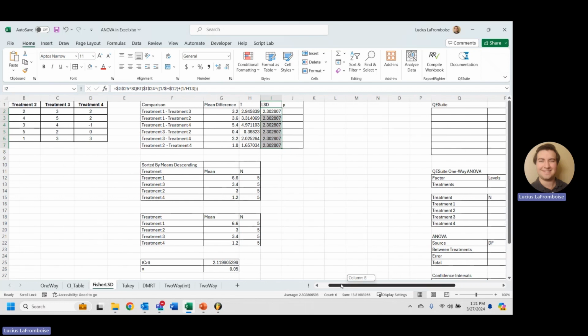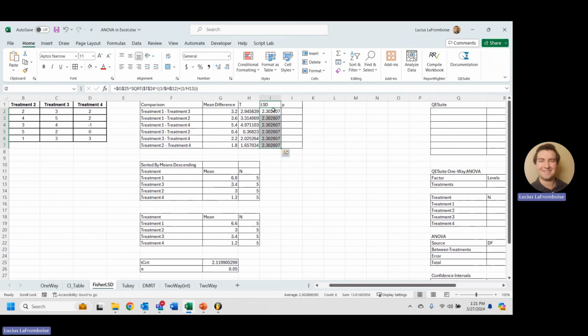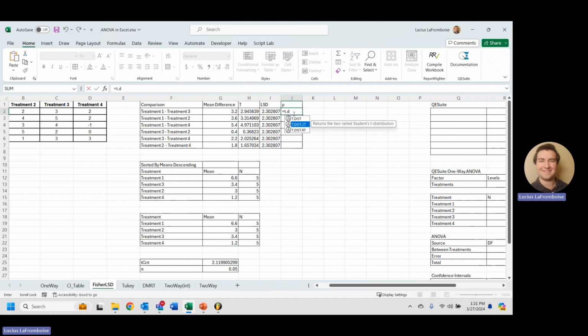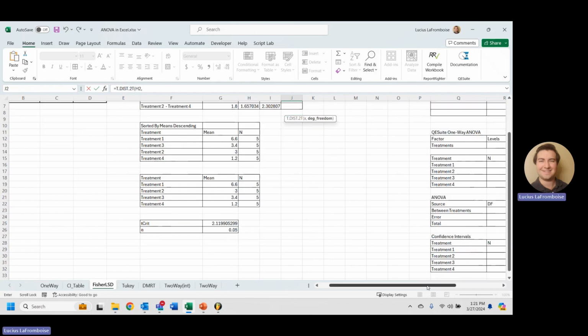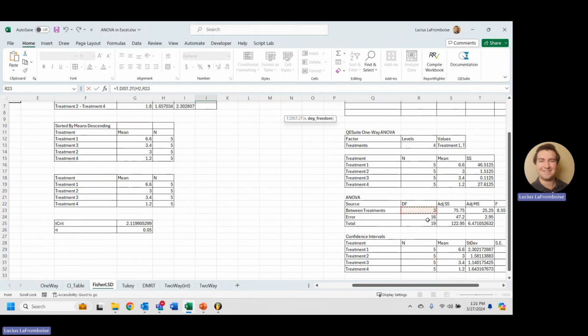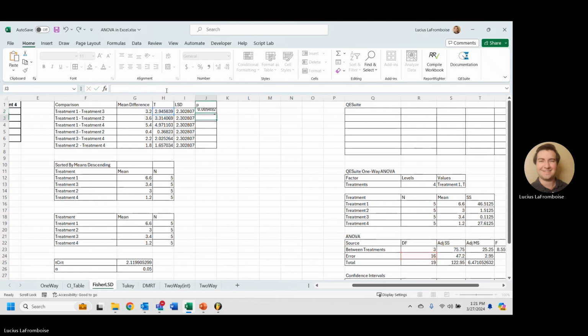And remember, because they all have the same n number, they should all be the same. But if you don't have a balanced ANOVA, you are definitely going to want to make sure that you aren't just copying and pasting that. Okay, p-value, not too bad in Excel especially. T.DIST.2T of our t-value with our DFE. Oops, DFE. Boy, that does not want to, okay, there we go, R24. And then I'm going to absolute reference that. There we go. And drop it down.